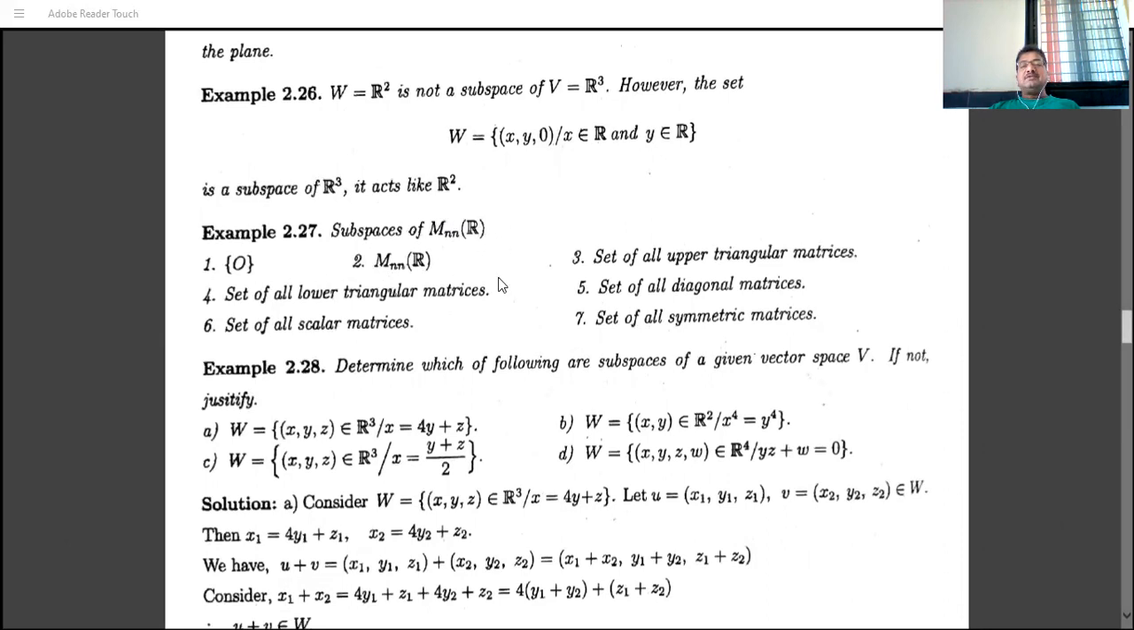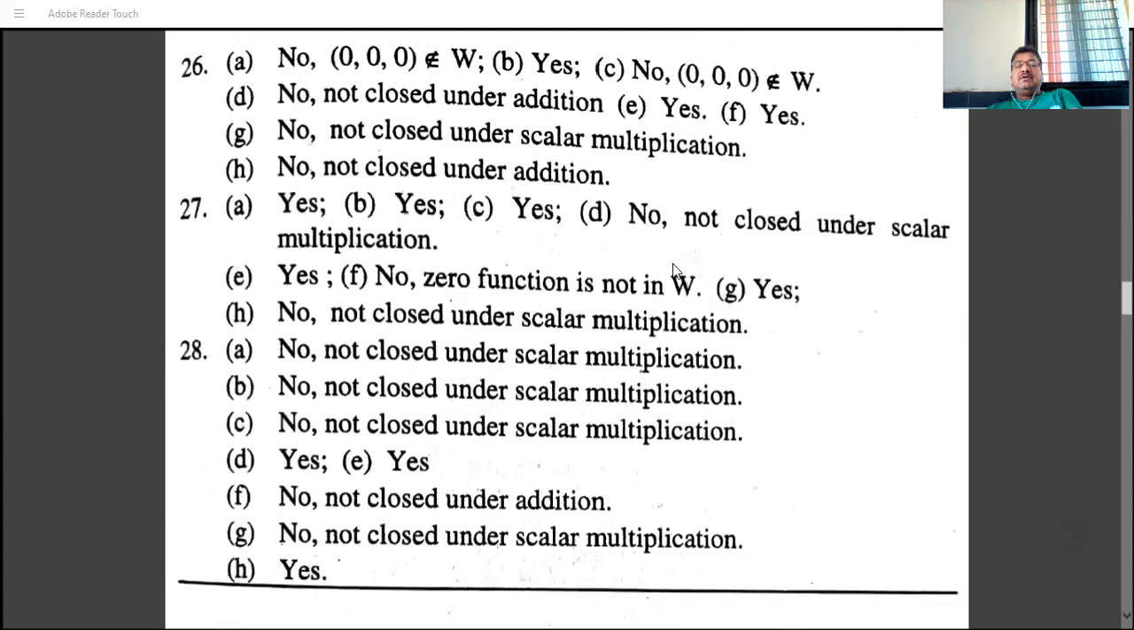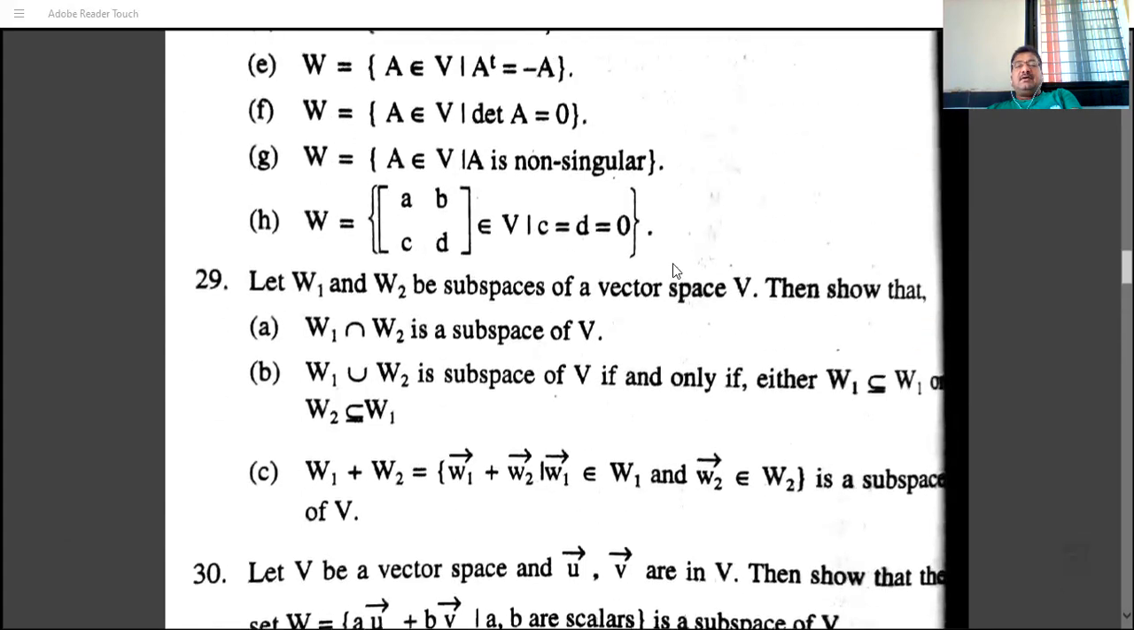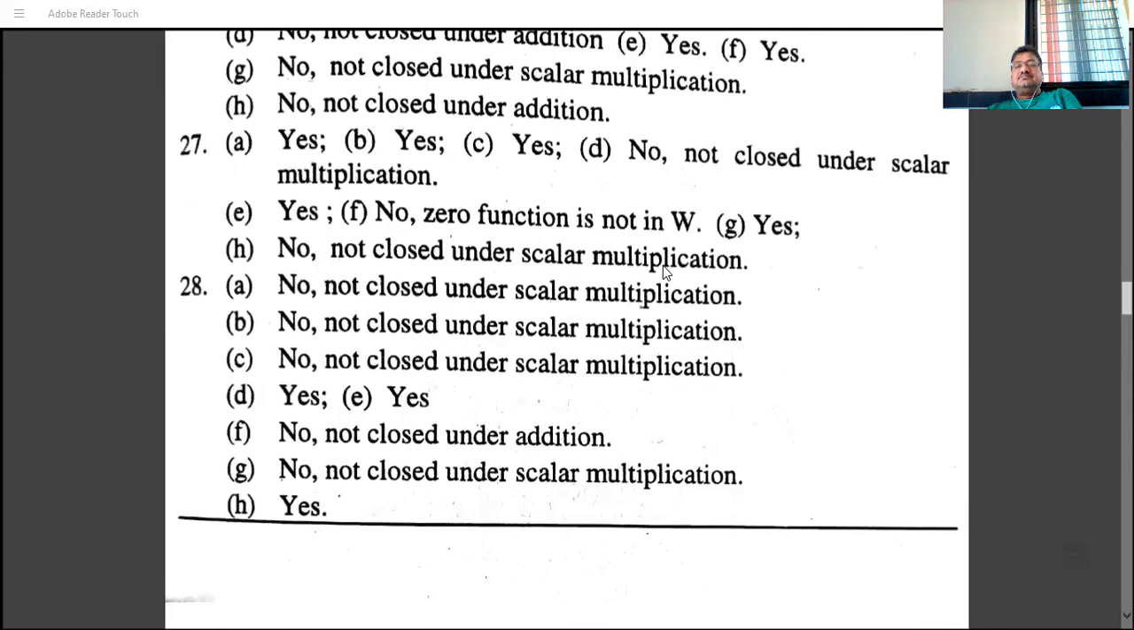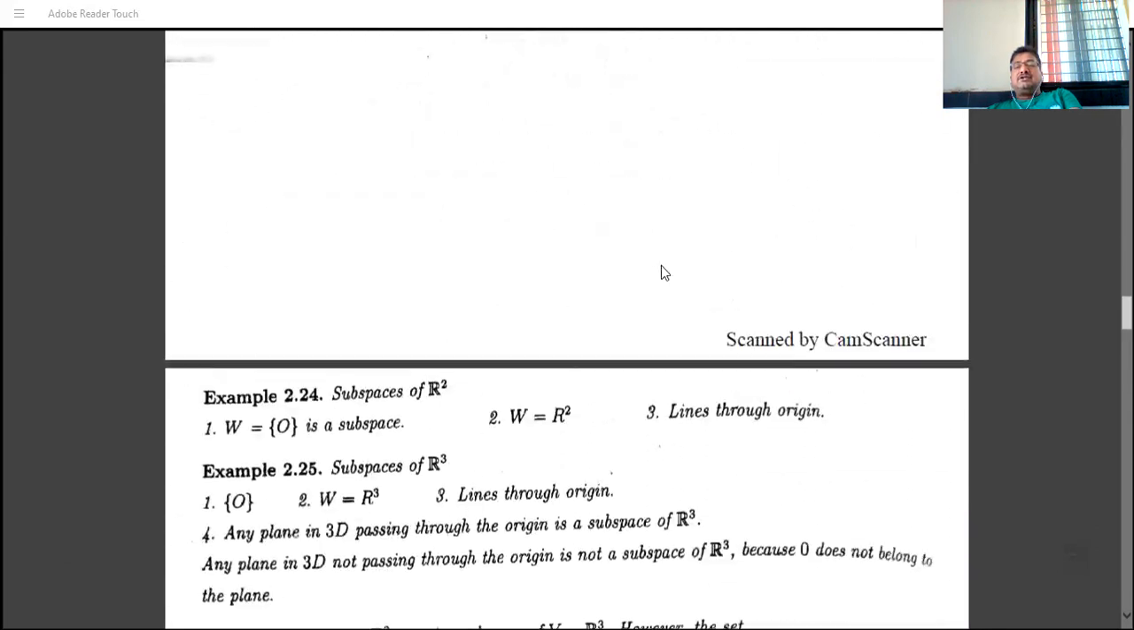So these are the obvious subspaces. Set of all upper triangular matrices. Instead of n by n over R, we take, for convenience, 2 by 2 over R. So what is the set of all upper triangular matrices? It is the set of matrices whose elements above the diagonal are non-zero and whose elements below the diagonal are 0.